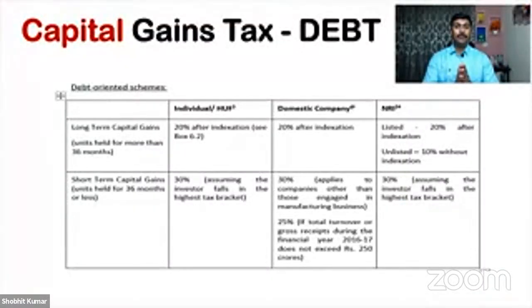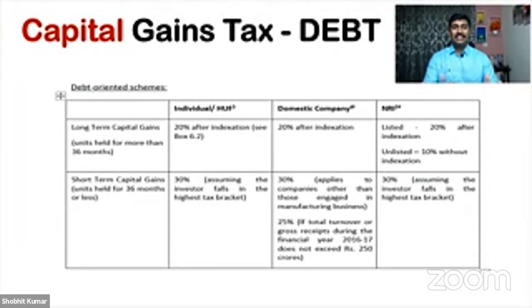Now, once we have talked about equity, let's talk about debt. Now, as I told you, in debt, how we are going to understand this is, in case the customer is holding for more than 3 years, it is going to be qualified as long-term capital gain.